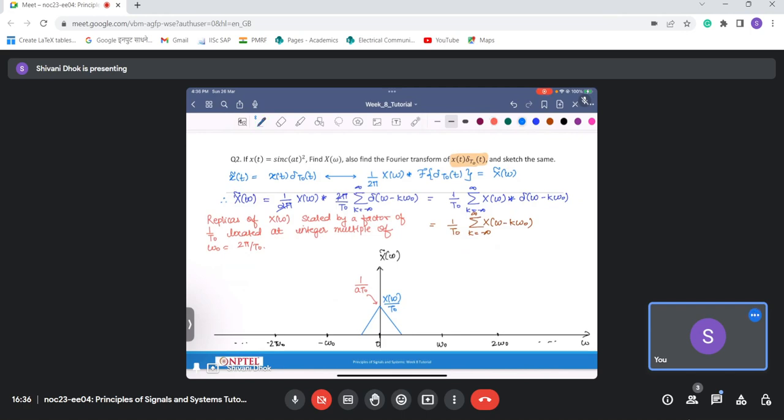Then this is simply repeated at every integer multiple, something like this. At every integer multiple of this omega naught, we'll have one replica of x of omega, but it will be scaled by a factor of 1 by t naught. So this is the x tilde of omega. Any doubts at this part?